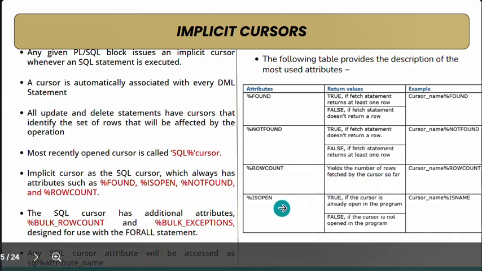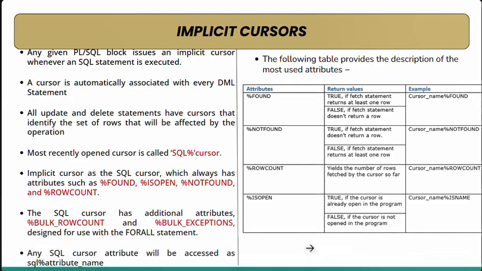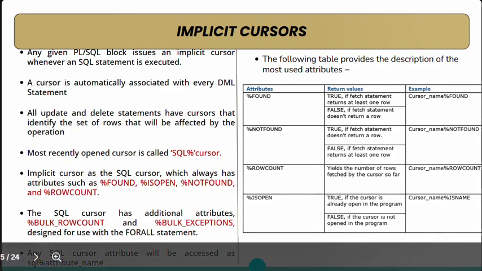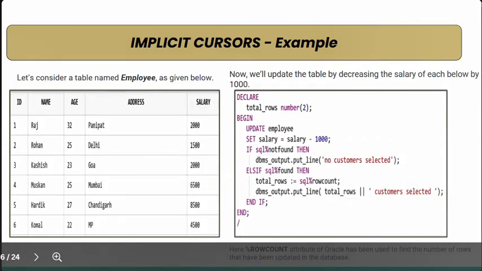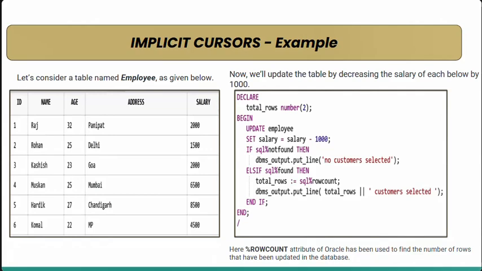And the last attribute is open. It will return true if the cursor is already opened in the program, else it will return false, which means the cursor is not opened in the program. Let's see an example of implicit cursor.